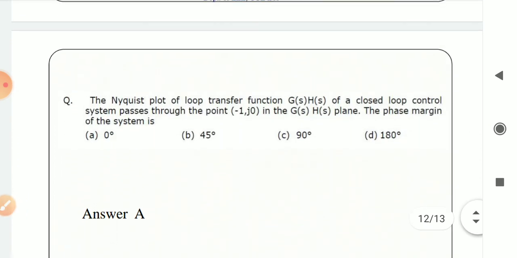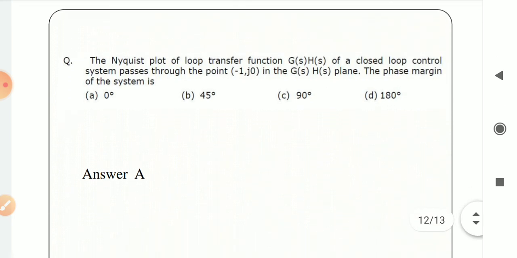Okay, now the next question. The Nyquist plot of a loop transfer function passes through minus 1, j0 in the G(s)H(s) plane. Then the phase margin, we know, gamma equals 180 degrees plus phi gc. When the plot passes exactly through the minus 1, j0 point, then the angle phi gc becomes minus 180 degrees. Hence gamma becomes 180 degrees minus 180 degrees, so the answer becomes option A.